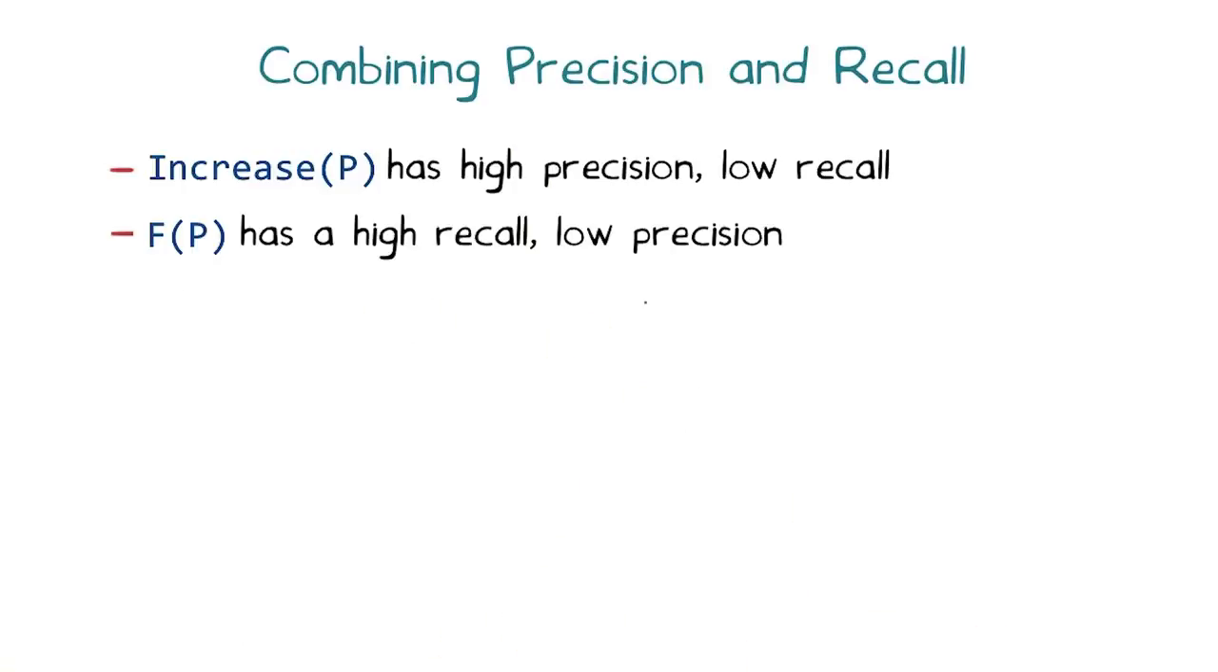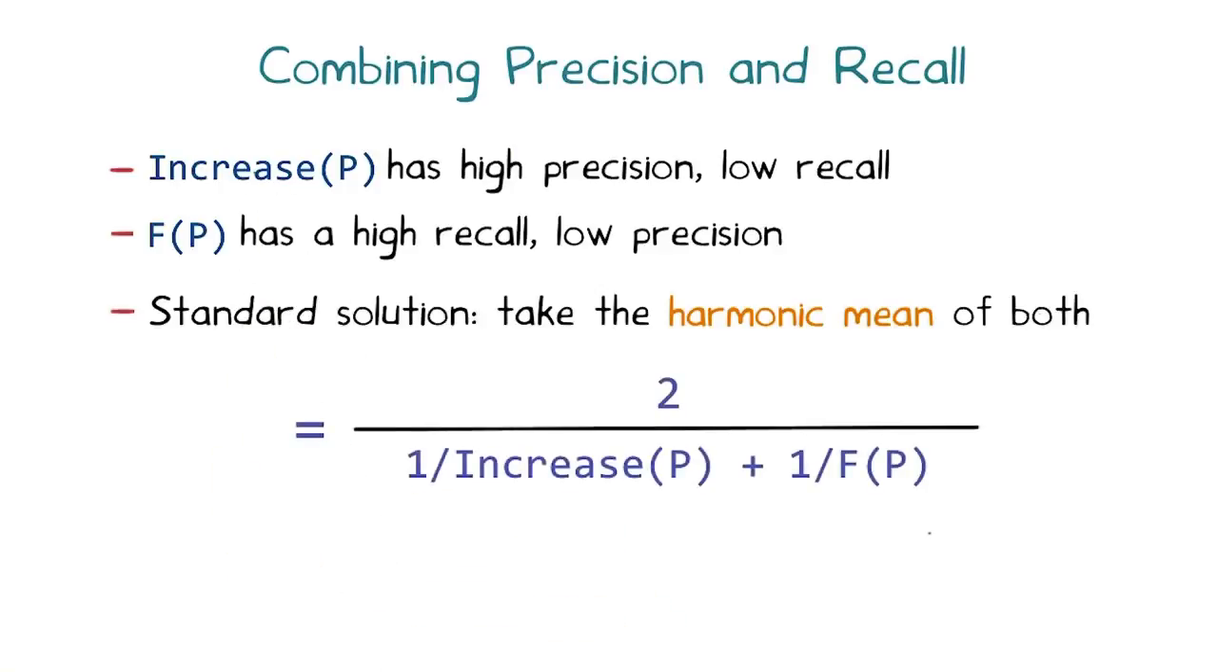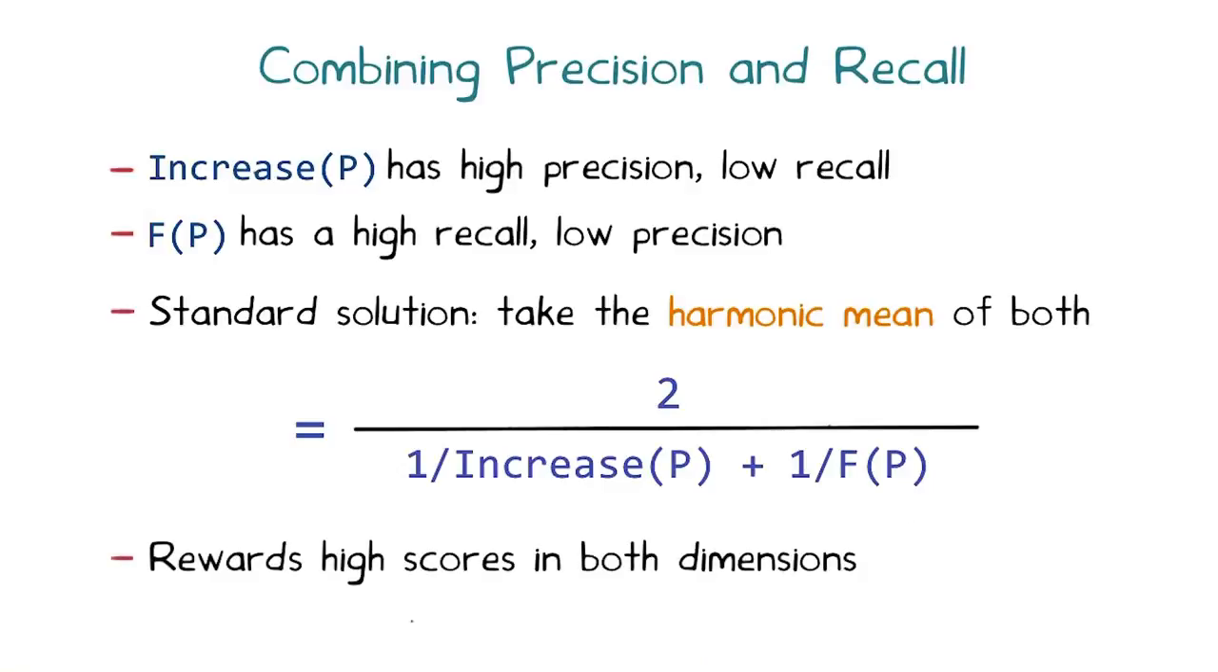The standard solution to achieving both high precision and high recall is to take the harmonic mean of these two metrics. In other words, 2 divided by the sum of the reciprocals of Increase(P) and F(P). In this metric, predicates with high scores in both dimensions will have a harmonic mean close to 1, whereas having a low score in either dimension will greatly reduce the harmonic mean and therefore the ranking of the predicate.